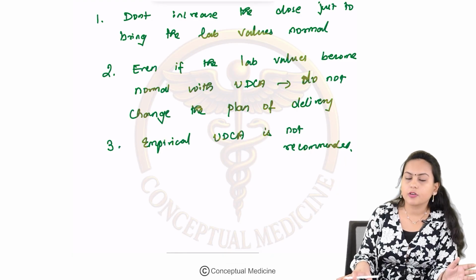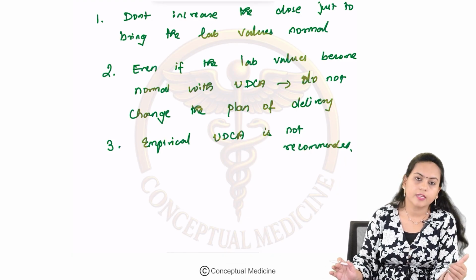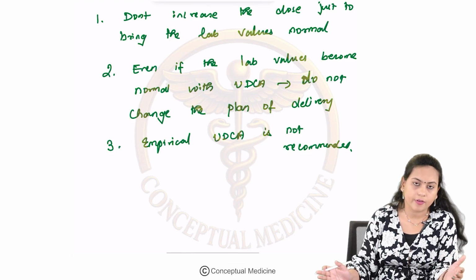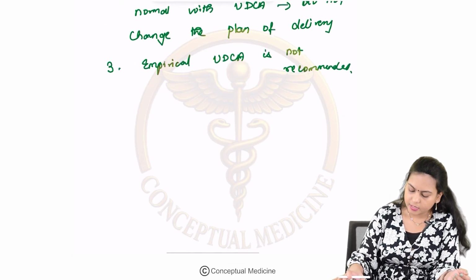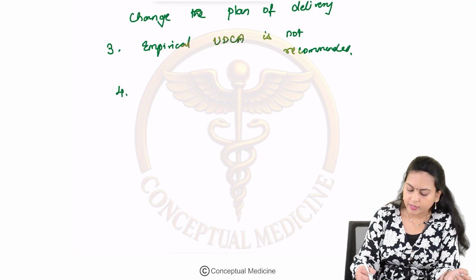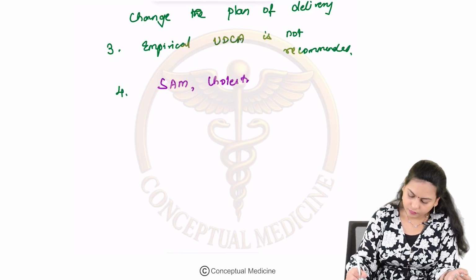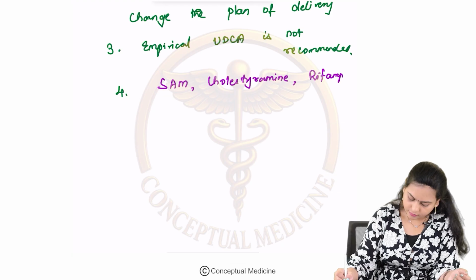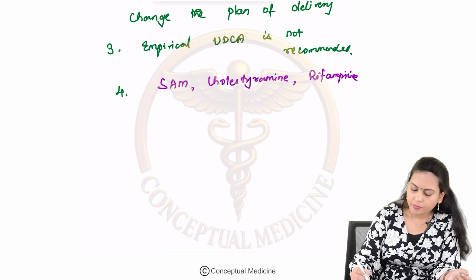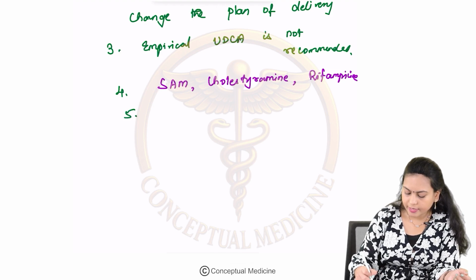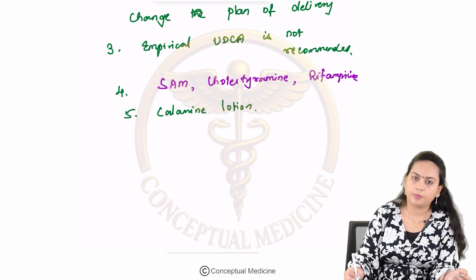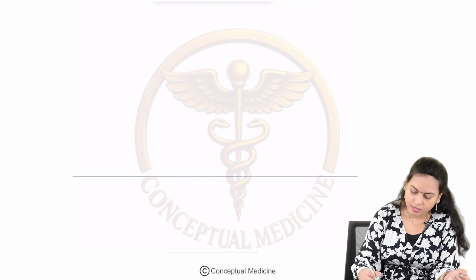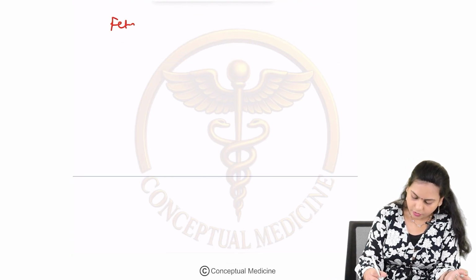Suppose pruritus is not controlled with ursodeoxycholic acid, you can even try S-adenosylmethionine, rifampicin or cholestyramine. Okay. And for pruritus, simple measures like local application of calamine can help. Clear? Right. Now we will see the fetal monitoring.